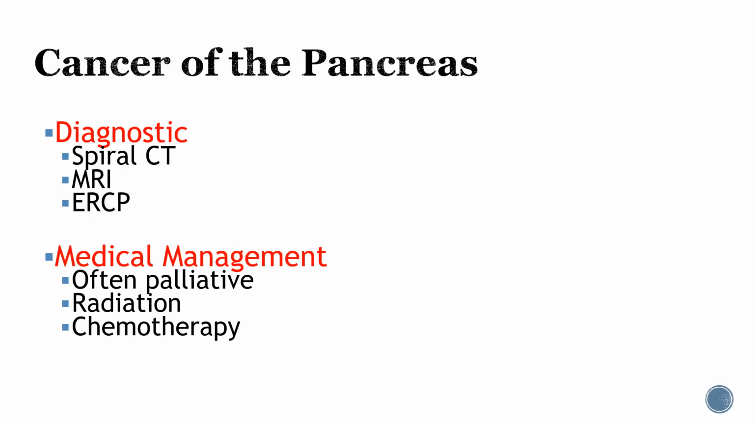Diagnostics, a spiral CT, an MRI, or an ERCP are going to be our best ways to diagnose. We need to get a biopsy of it to see. Even sometimes we can do a CT or an MRI and see the mass in and of itself, see the metastases, and make determinations.